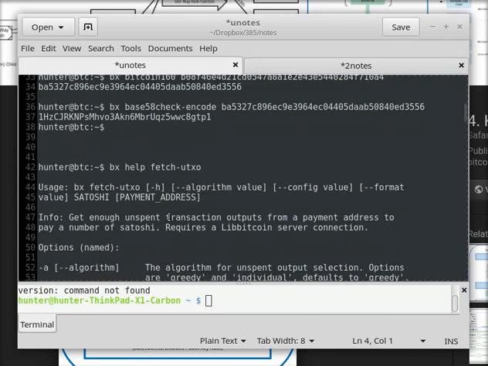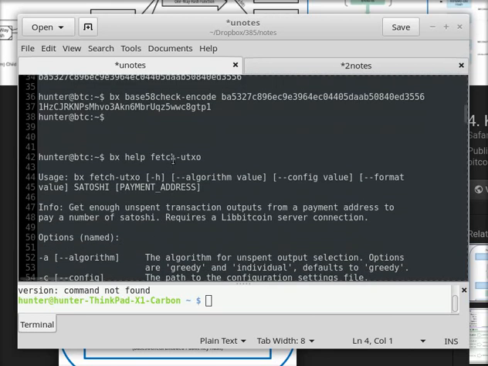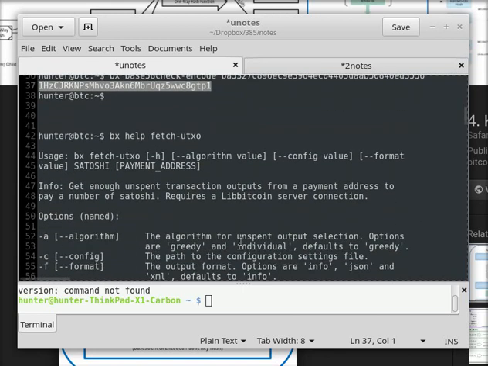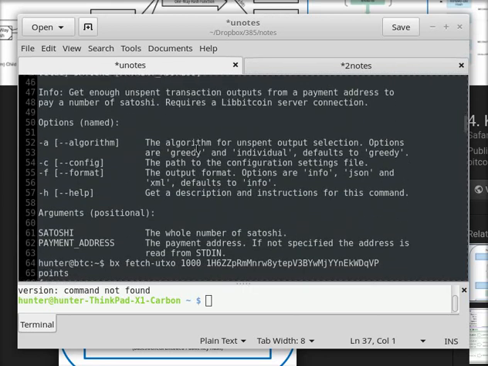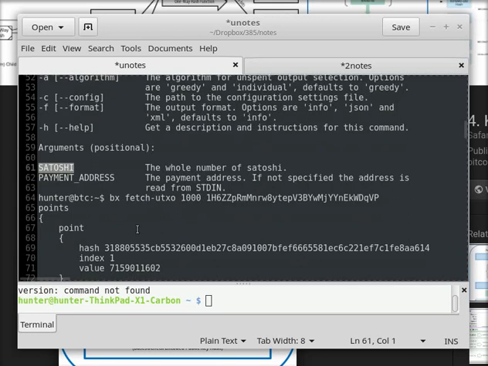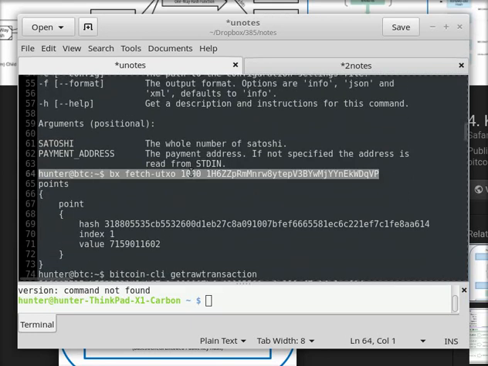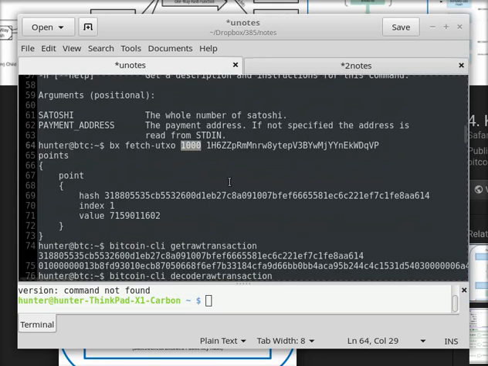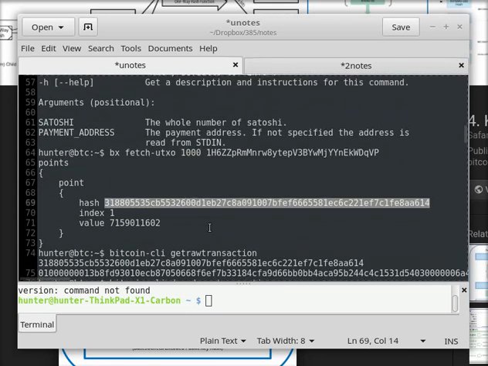And this bx function is kind of interesting. Associated with this Bitcoin address are potentially many UTXOs out there. And so what this command lets you do is find enough UTXOs corresponding to this address to pay off a certain number of Satoshis. So for instance, here's 1,000 Satoshis. So I say fetch enough UTXOs corresponding to this address to cover a payment of 1,000 Satoshis. And it just returned this.